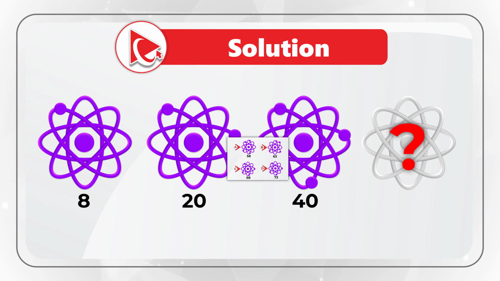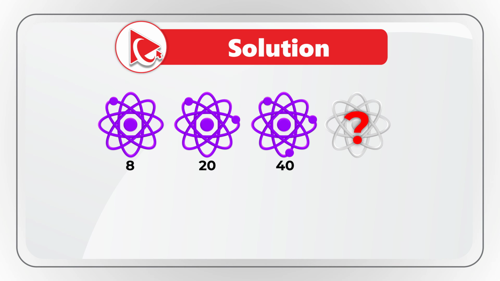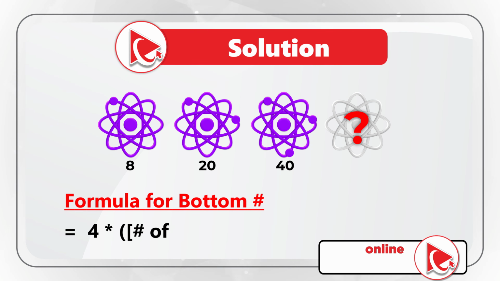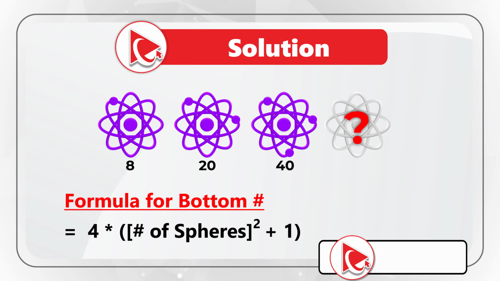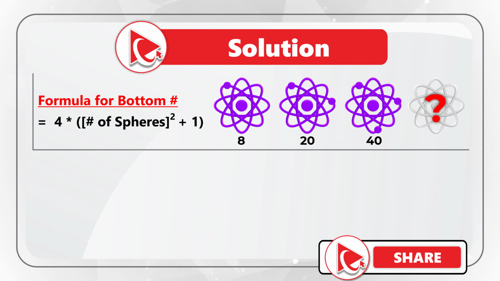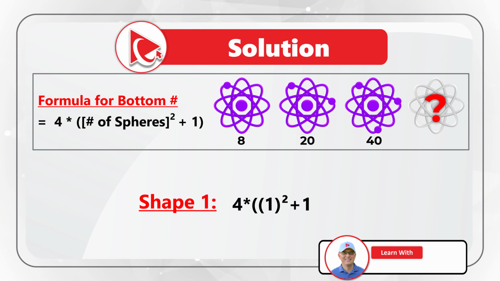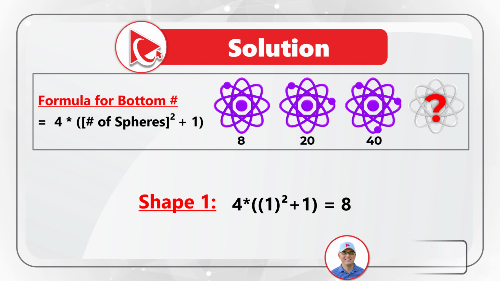And to solve it, you need to find the formula to calculate the bottom number based on the incrementing number of spheres. For example, the formula to do bottom number calculation is 4 multiplied by (number of spheres squared plus 1). So to calculate the bottom value for the first shape, we need to multiply 4 by (1 squared plus 1), which would be equal to 8.